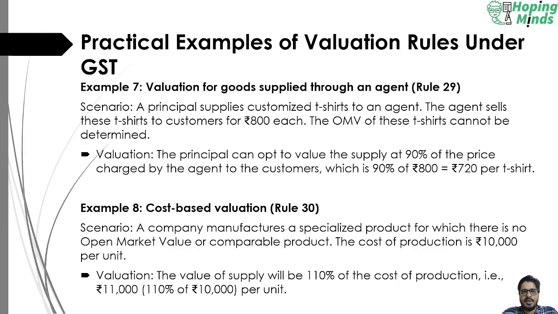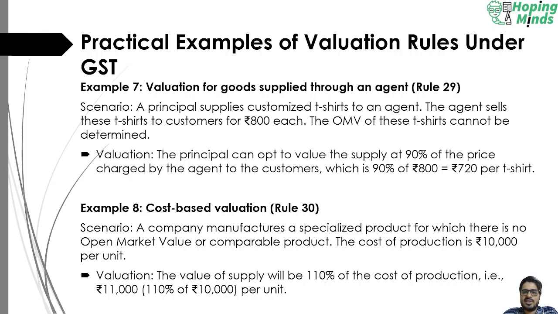Moving ahead, valuation for goods supplied through an agent. A principal supplies customized t-shirts to an agent. The agent sells these t-shirts to customers for rupees 800. The open market value of these t-shirts cannot be determined. So the valuation: the principal can opt to value the supply at 90% of the price charged by the agent to the customer, which is 90% of rupees 800, that is rupees 720 per t-shirt, and he will charge GST on this rupees 720.